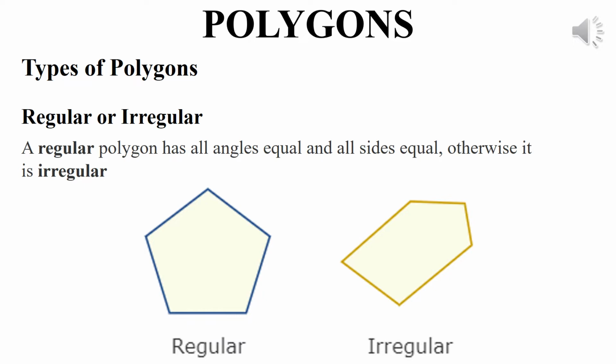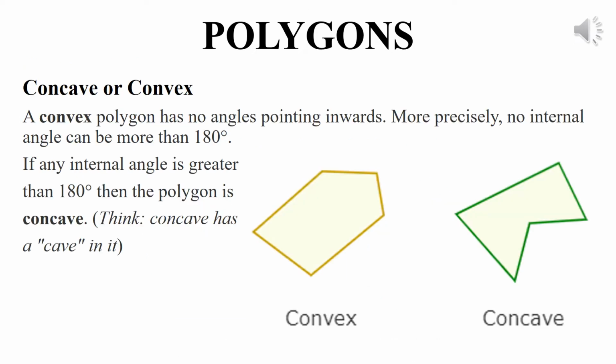Types of polygons. Regular or irregular. A regular polygon has all angles equal and all sides equal. Otherwise, it is irregular. Concave or convex. A convex polygon has no angles pointing inwards. More precisely, no internal angle can be more than 180 degrees. If any internal angle is greater than 180 degrees, then the polygon is concave. Think, concave has a cave in it.